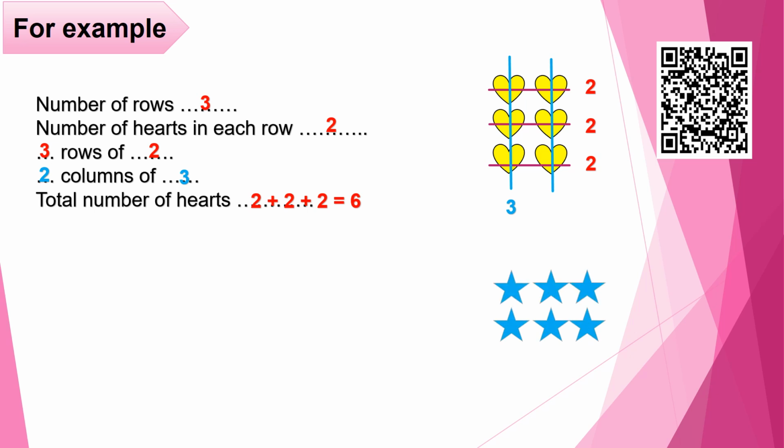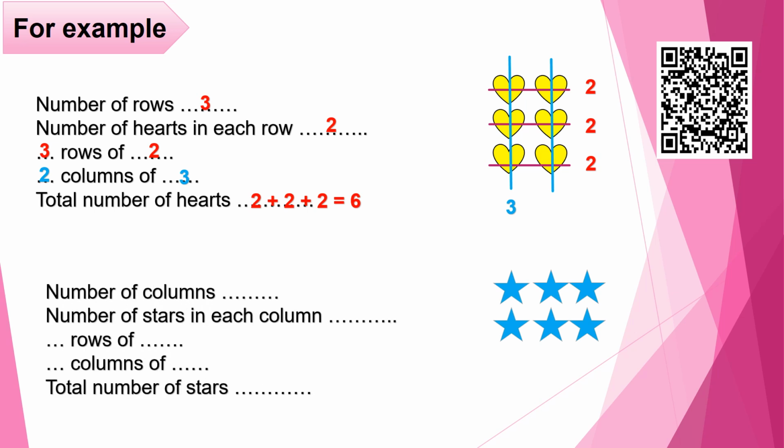Another array. We have another array here. Let's solve the questions. The number of columns. Columns are vertical lines. How many vertical lines here? 1, 2, 3. We have 3. The number of stars in each column. How many stars in each column? Just 2 stars. 2 stars in the first column, 2 stars in the second, and 2 stars in the third.